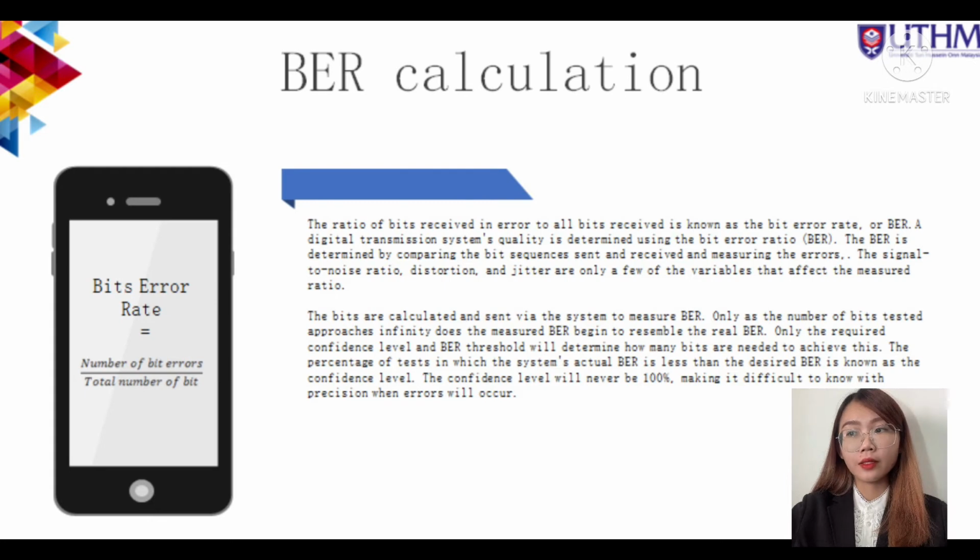So that is the BER formula, which is BER equal to number of errors over total number of bits. So the ratio of bits received in error to all bits received is known as bit error rate, or BER. A digital transmission system's quality is determined using the BER. So the BER is determined by comparing the bit sequences sent and received and measuring the errors. The signal to noise ratio, distortion, and jitter are only a few of the variables that affect the measured ratio.